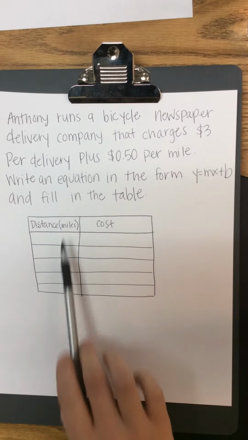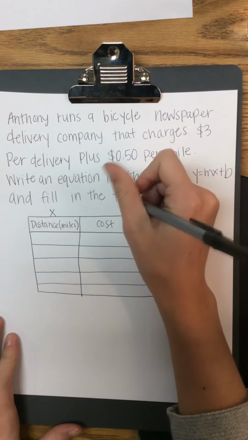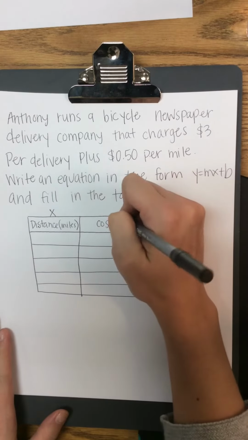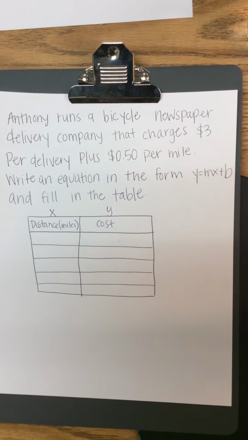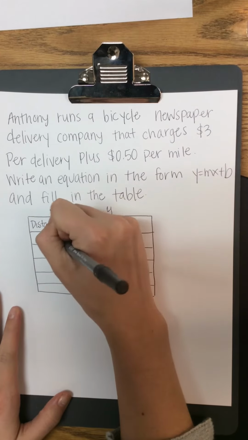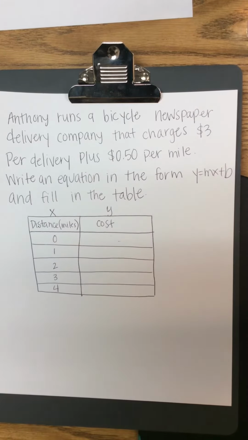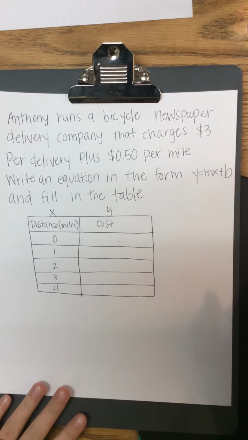So in our table we have distance in miles and cost. Distance is our x values and y is our cost. Now let's go ahead and fill in our x values as 0, 1, 2, 3, and 4. Now we need to first write an equation in this form, y equals mx plus b.